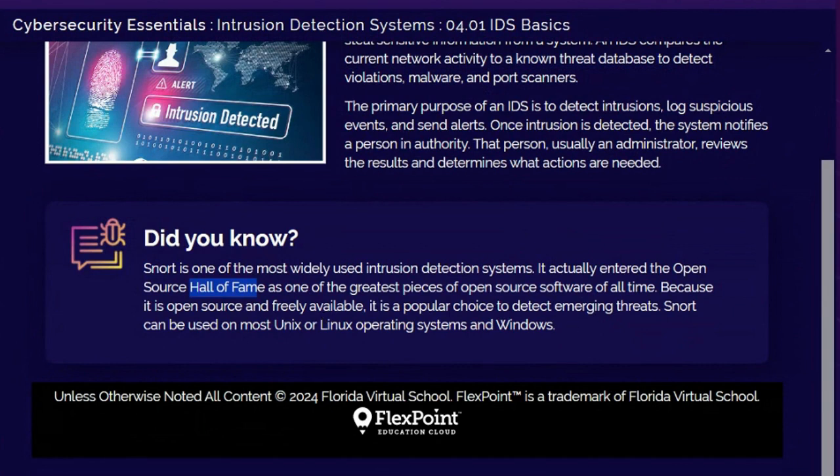So it's in the Open Source Hall of Fame because it would be great to allow everyone to use that and not limit it, because we're trying to fight hackers. Because it's open source and freely available, it's a popular choice to detect emerging threats. Snort can be used on most Unix or Linux operating systems and Windows. So, used a lot because it is freely out there.